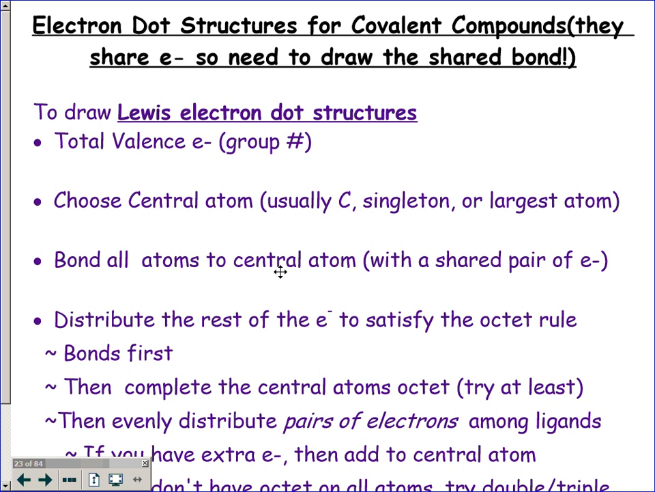I'm going to put P here to say pair. I'll explain singleton in a second. We might need a pair of electrons. It only occurs occasionally, but we might have to do that.